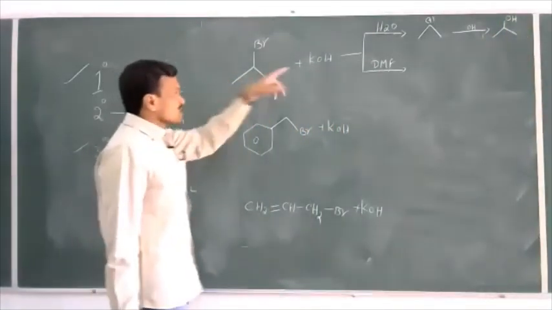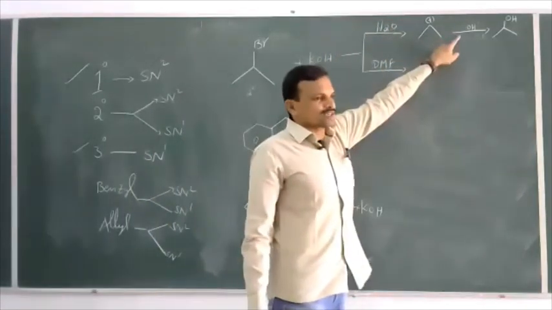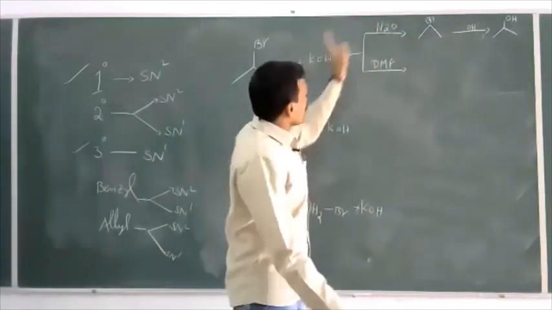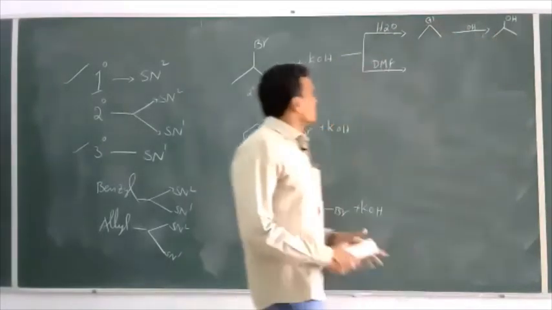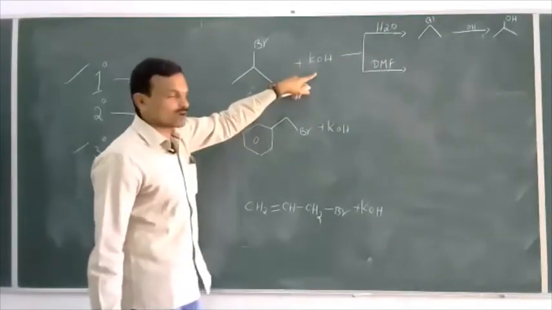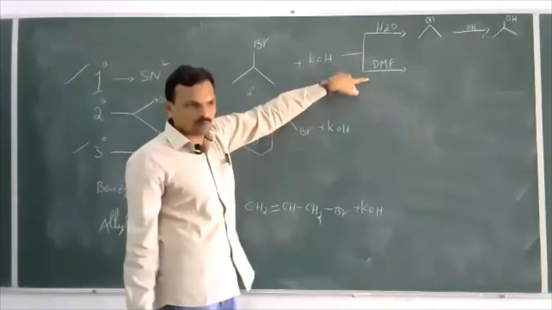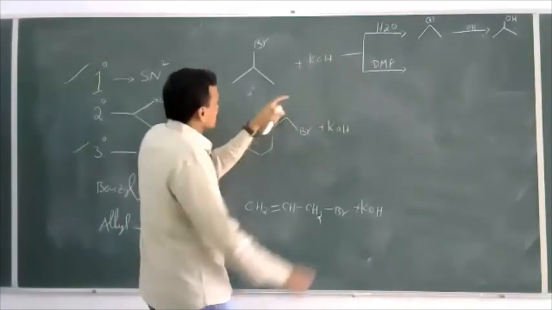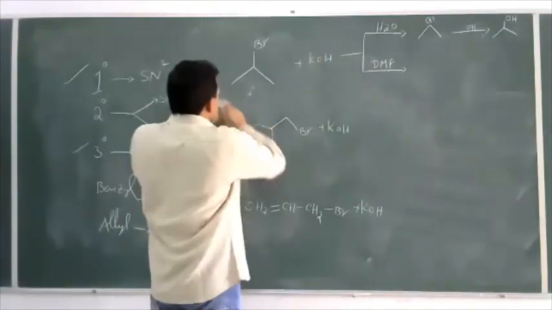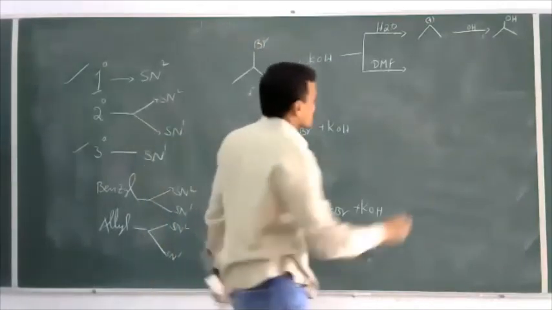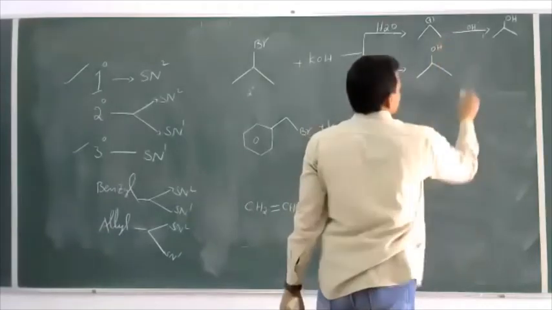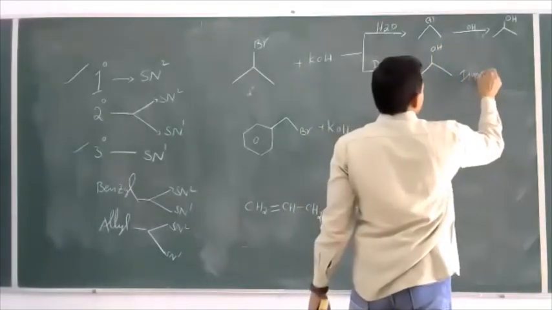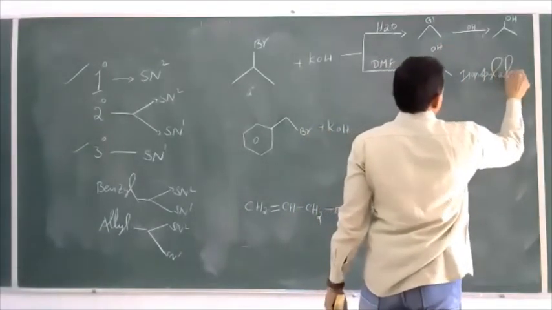Now this reaction takes place by which mechanism? SN1. First carbocation formation and then nucleophile attack to form the product. Suppose the same reaction is carried out in DMF, dimethyl formamide, then OH minus directly attacks from the rear side and replaces Br minus. In a single step, we get the product isopropyl alcohol.